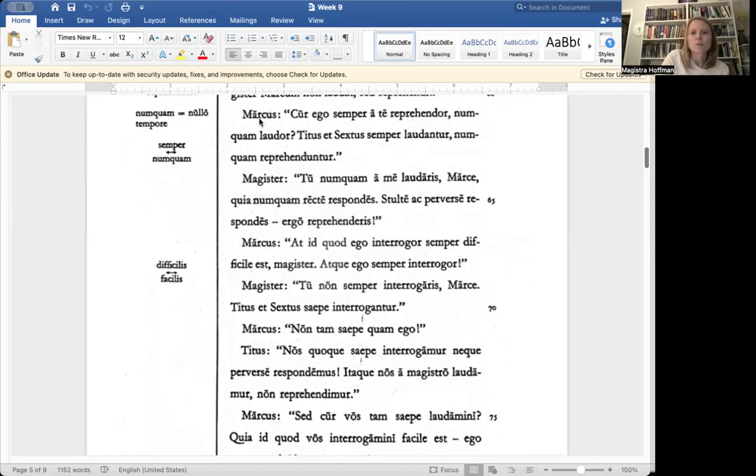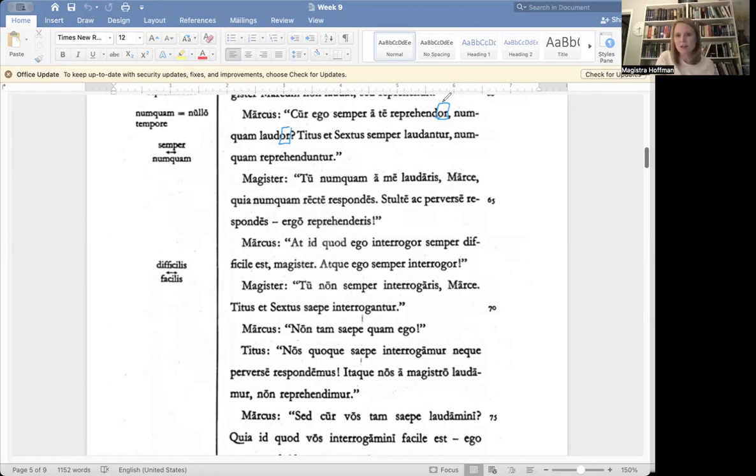So Marcus is saying, "Cur ego semper a te reprehendor. Ooh, new ending. Numquam laudor." All right, do you see what he's doing here? We have this new ending in this verb, and we know this ending, don't we? Because we just did it. See if you can find it and think about how you might translate it.